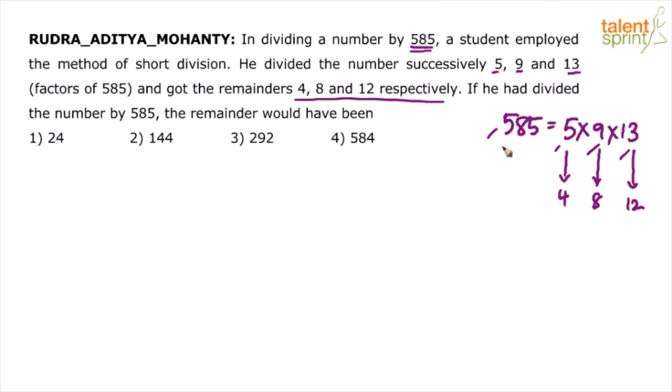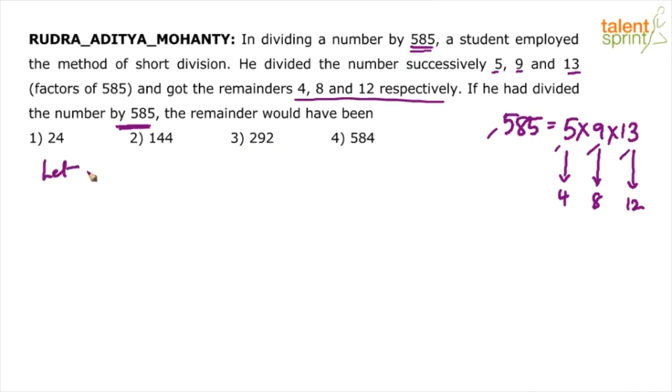Are you able to follow? Instead of dividing in one shot by 585, he first divided the number by 5, got some quotient and the remainder was 4. Then he divided that quotient by 9 and got the remainder as 8. Then he divided the new quotient by 13 and got the remainder as 12. Now the question is, instead of doing all this, if he had divided the number by 585 directly, what would be the remainder? Let us understand the process.